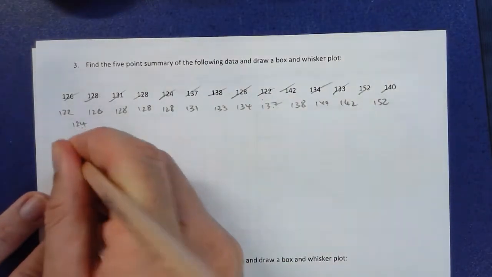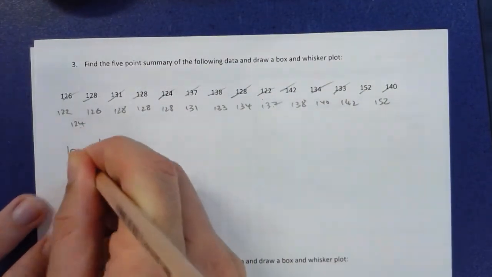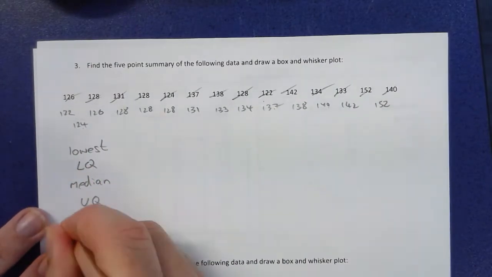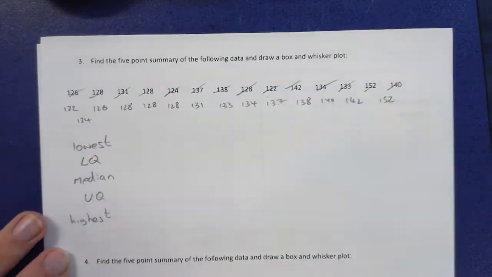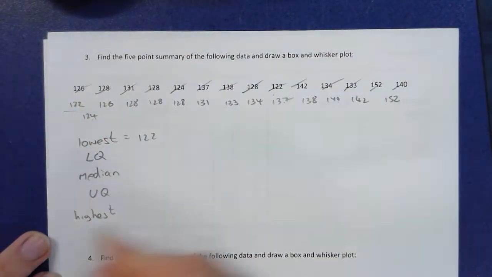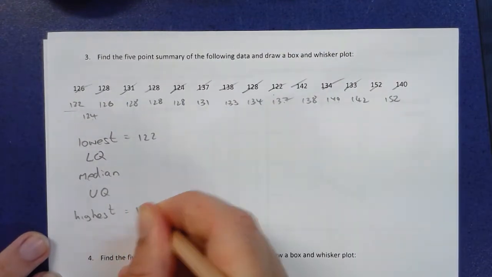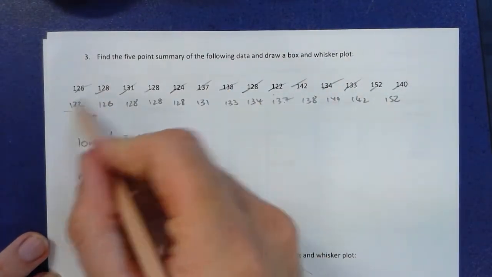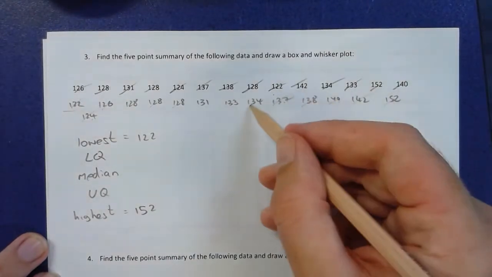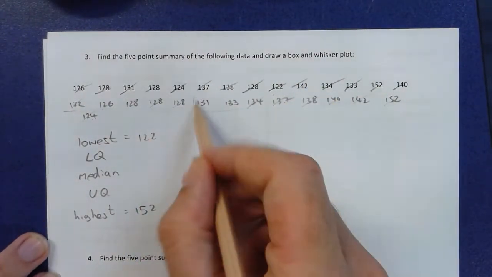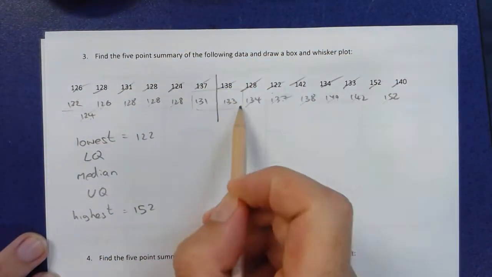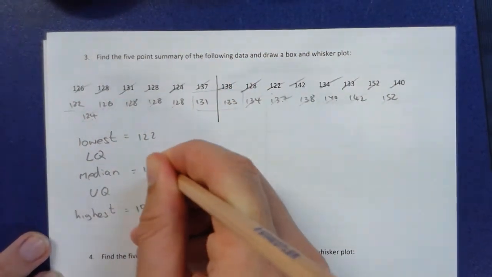Now 5-point summary is the lowest, the lower quartile, the median or quartile 2, the upper quartile, and the highest. We'll go through these one at a time. Lowest is clearly 122. The highest is 152. They are easy. Now to find your middle, so we cross off 1, 2, 3, 4, 5, 6 from there. 1, 2, 3, 4, 5, 6. We've got 2 numbers in the middle. So the median is halfway between 131 and 133. So our median is 132.